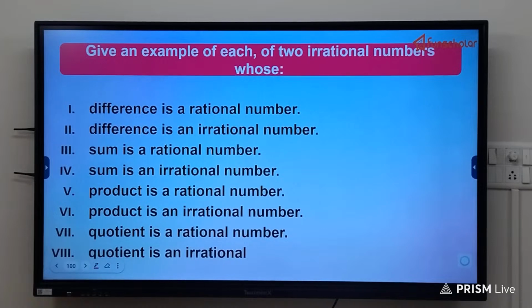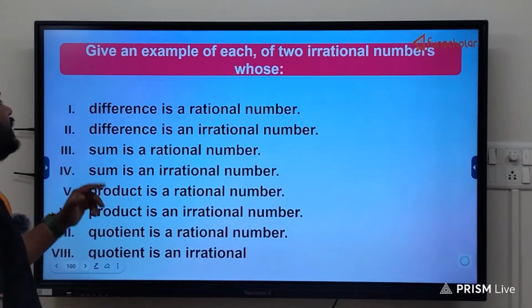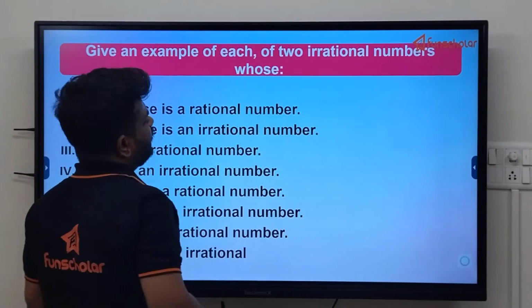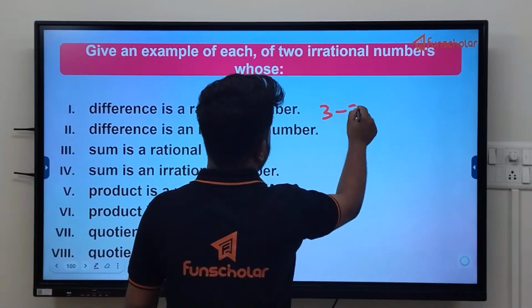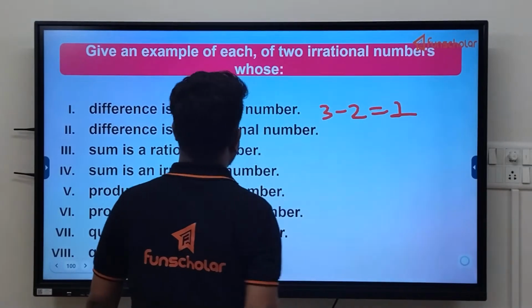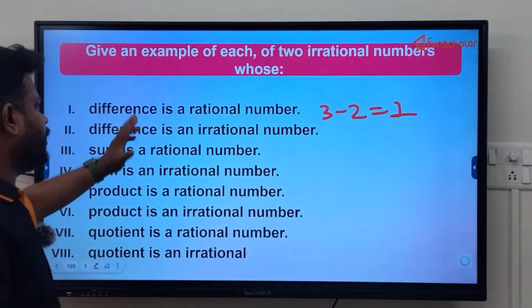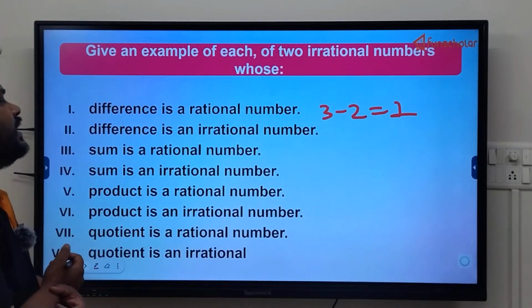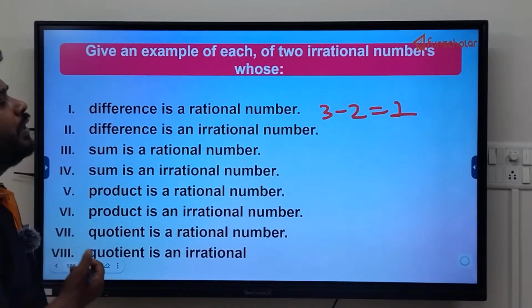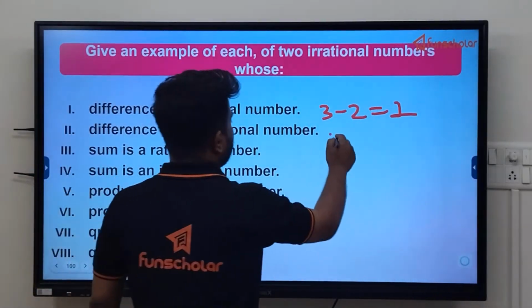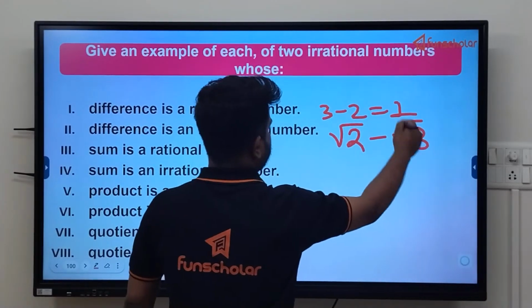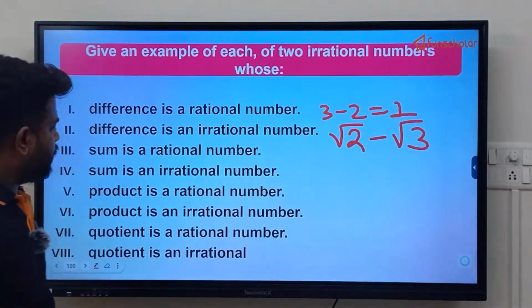Give an example of each of two rational numbers whose difference is a rational number. They have asked us, so 3 minus 2 is 1. This is an easy example. Difference is an irrational number: any two root numbers, like root 2 minus root 3. The answer will be irrational.